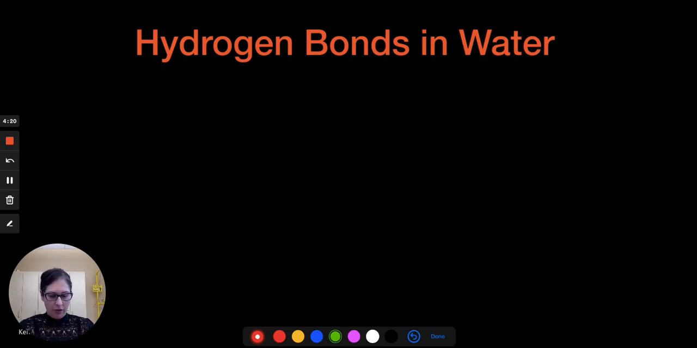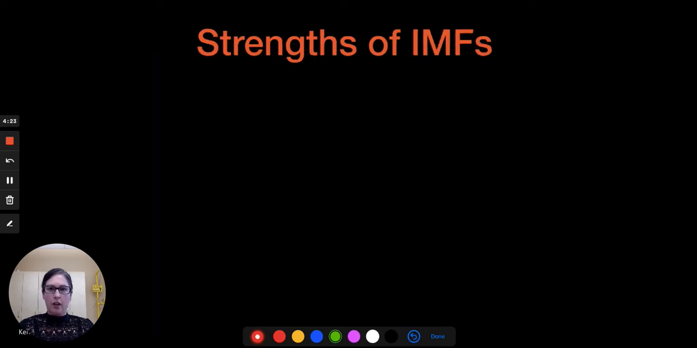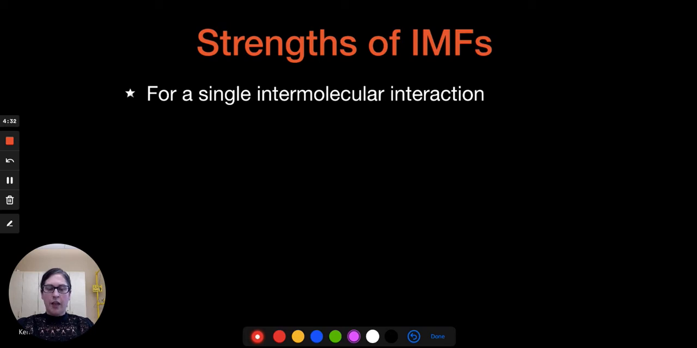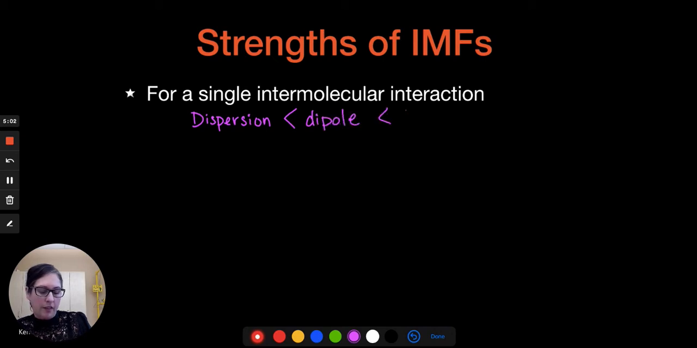Let's talk about the strengths of these intermolecular forces. We're looking at a single intermolecular interaction of fairly comparable entities. This is a very broad statement and doesn't always work. But we would see that the dispersion force is less in strength compared to the dipole, which is going to be less than the hydrogen.